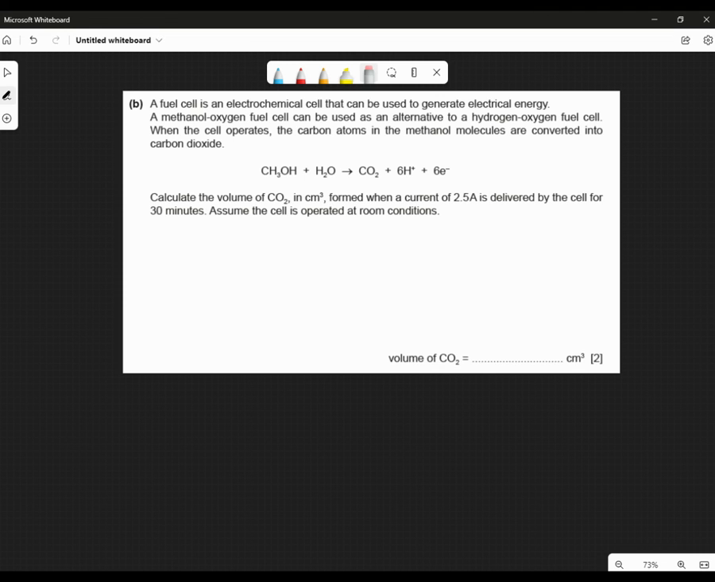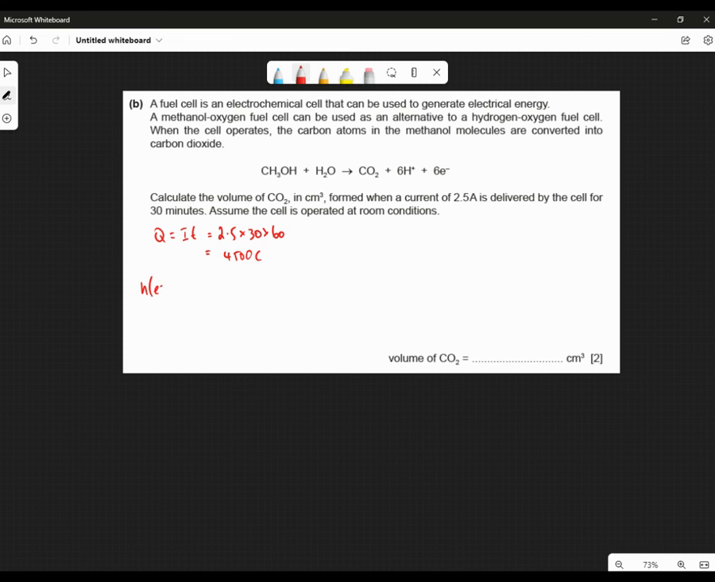Okay, so there's electrons there. So the first thing I want to do is find out the number of moles of electrons. So I'm going to find the charge passed first of all. Q equals I times t. I is 2.5. t is 30 times 60 to get seconds, and calculate that. I think that's 4,500. So there's 4,500 coulombs.